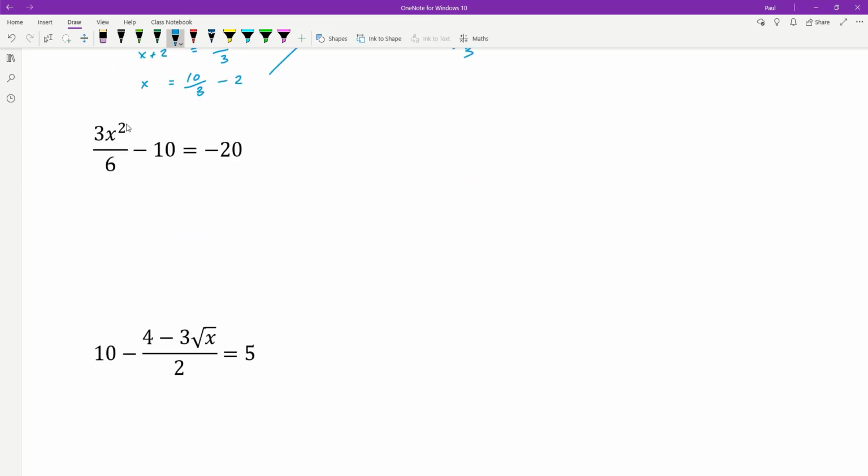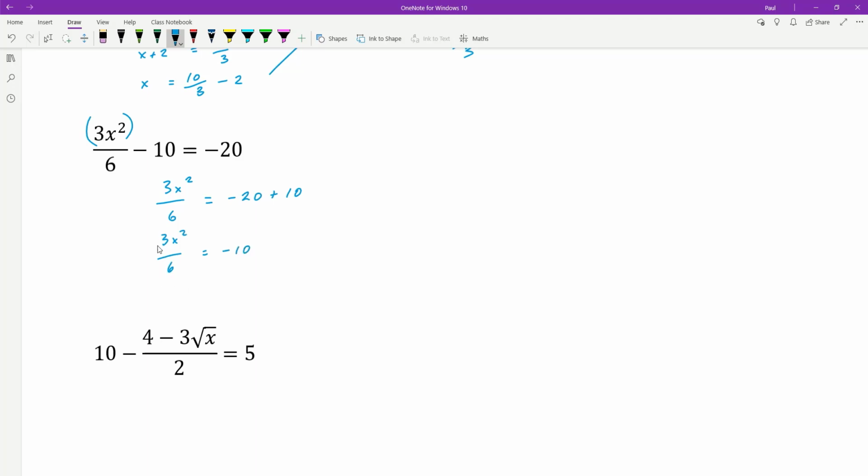With the next one, again we've got an expression over a very long division line, so that gets left to last because there is a brackets around that one. So I've got a minus, times, power and a divide by 6. So the first one we're going to shift is the minus 10. So 3x squared divided by 6 is equal to minus 20 plus 10. So 3x squared over 6 is equal to minus 10.